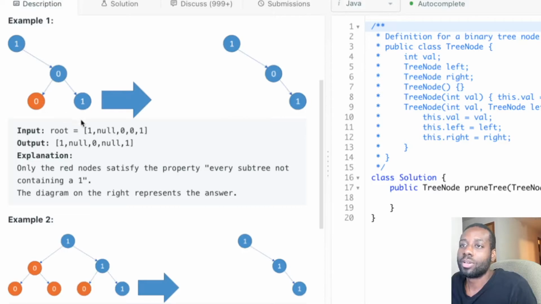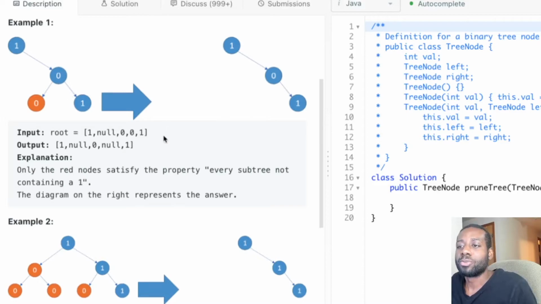So we see a 1 0 1, right? So how do I know to delete my left side or my right side? How do I know when to get rid of it? How do I let my parent know to get rid of this subtree, because this subtree is not good, guys?